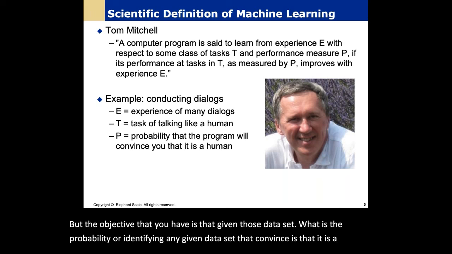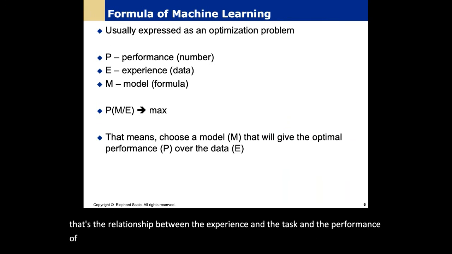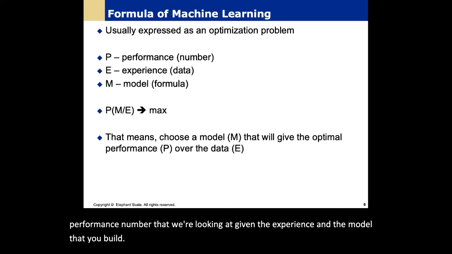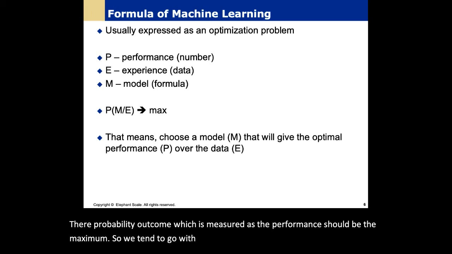So that's the relationship between the experience, the task, and the performance of the model, right? The objective here is to maximize the probability, which is the performance number that we are looking at. Given the experience and the model that you build, the probability outcome, which is measured as the performance, should be the maximum. So we tend to go with the maximum recommendation.